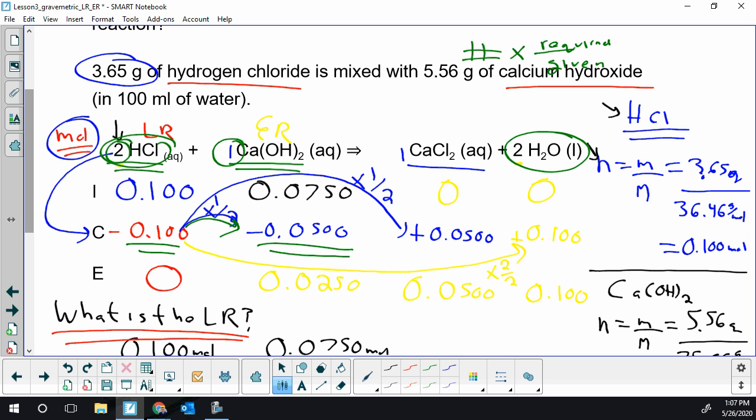So if the coefficients are doubling or tripling, that's what the C is going to do. Okay? If you're trying to turn it into a formula, it's take your number and your change, multiply by the required coefficient, divide by the given coefficient.